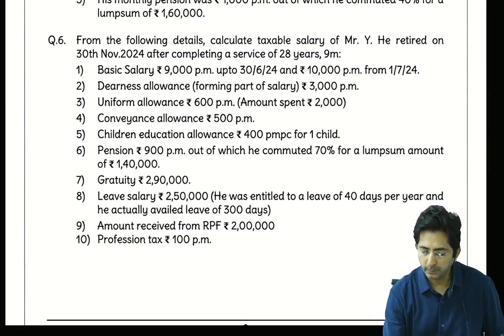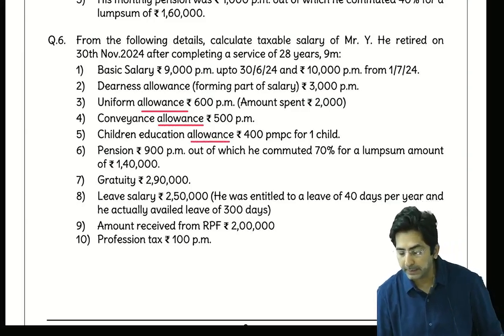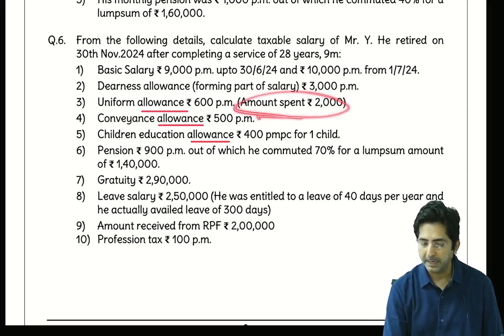Now do one thing here, you should underline the word allowance. Next point also underline the word allowance. Again next point also underline the word allowance. And the moment you see allowance, you have to search in TC Hut, TC Udar. If it falls there, it will be exempt, otherwise taxable. So uniform allowance is in TC Udar. It is exempt, and amount exempt is amount spent. Amount spent is given in the bracket. So that much will be exempt.